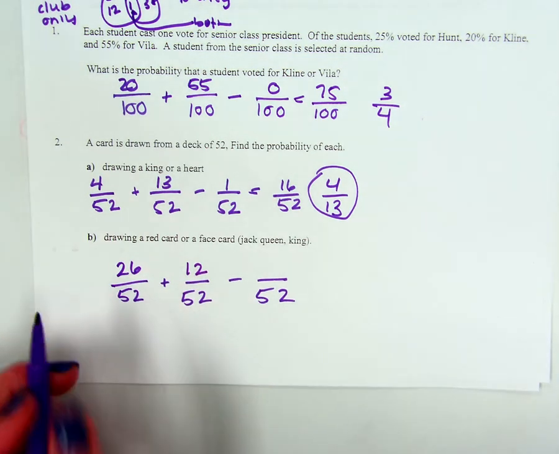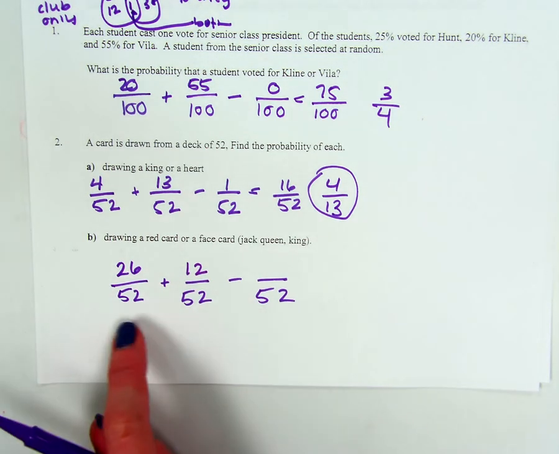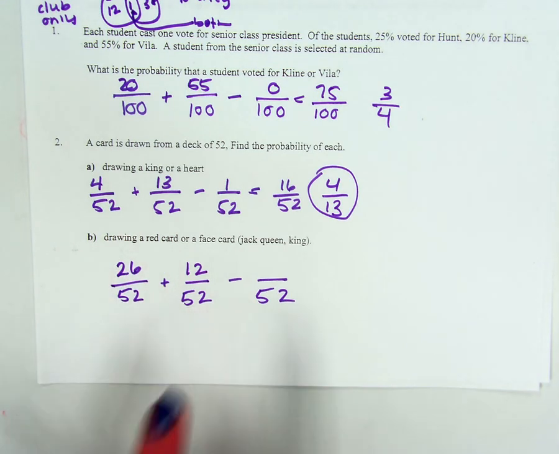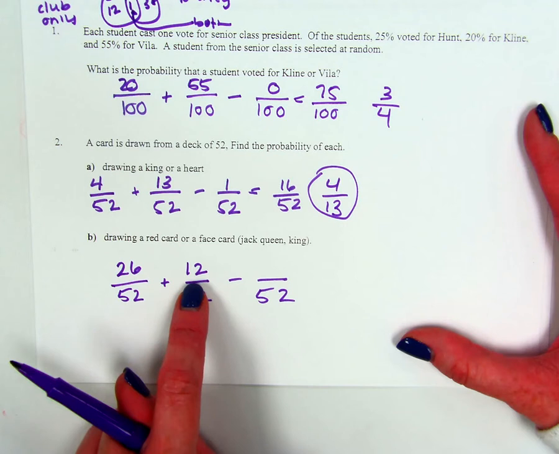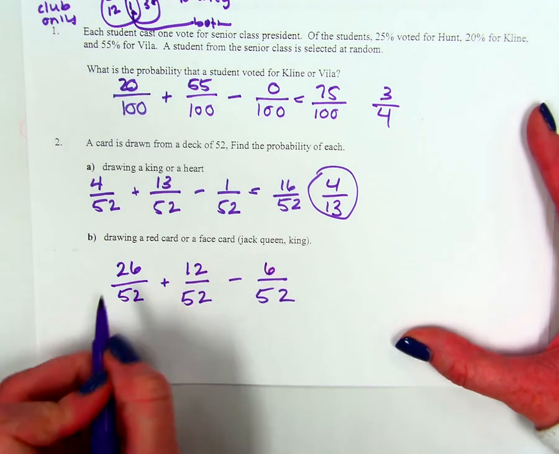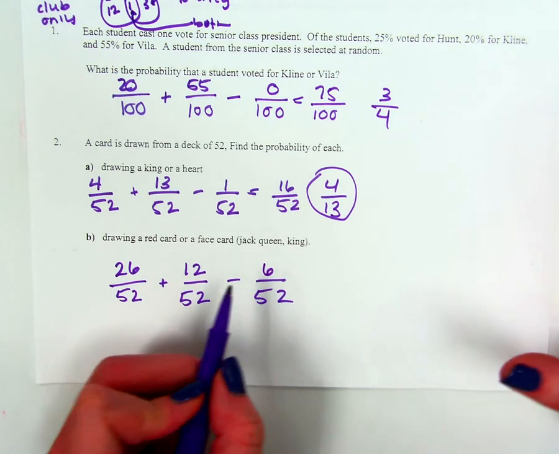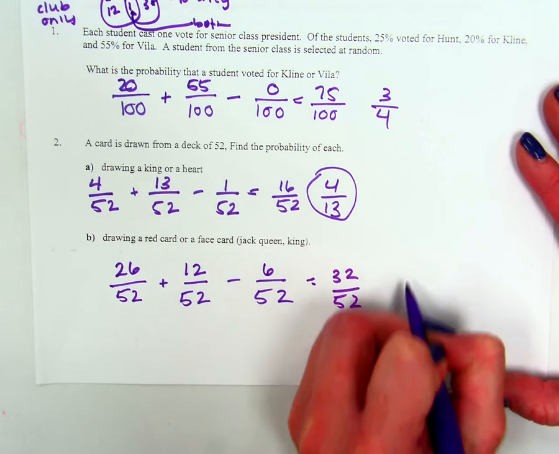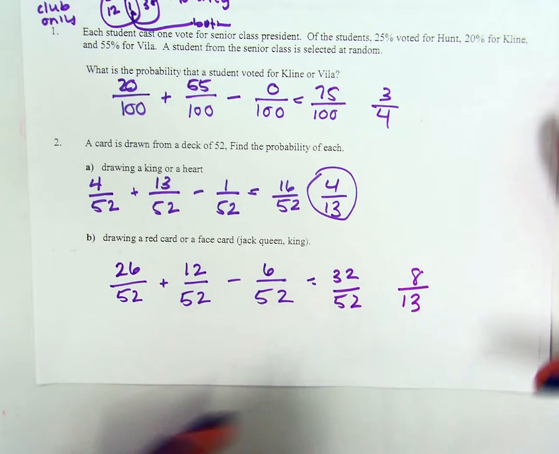And the likelihood that we would have both, so we're going to look at how many red jacks, queens, and kings we would have. That would be half. Half would be black and half would be red, so that would be minus 6. So 26 plus 12 minus 6 is going to give us 32 over 52, which is going to reduce down to 8 over 13. So that's the first page. Go ahead and flip over.